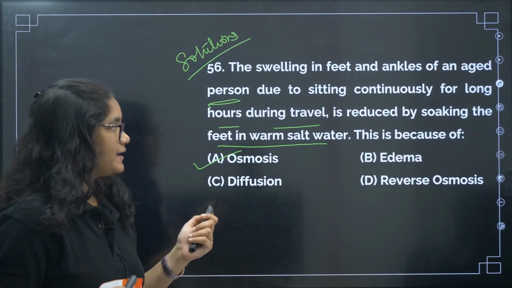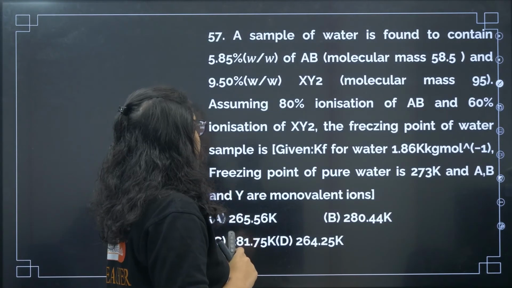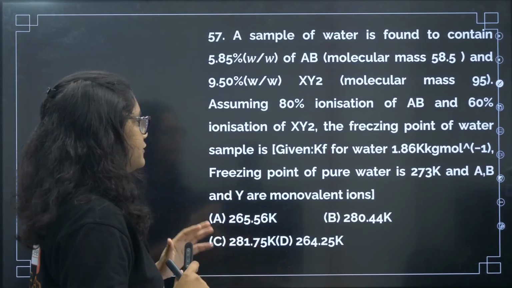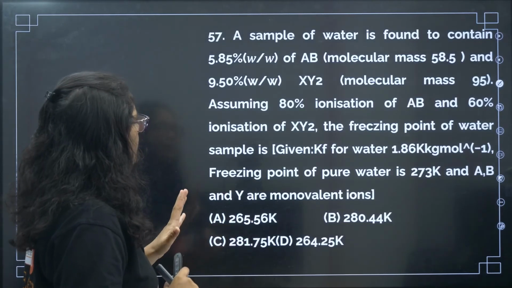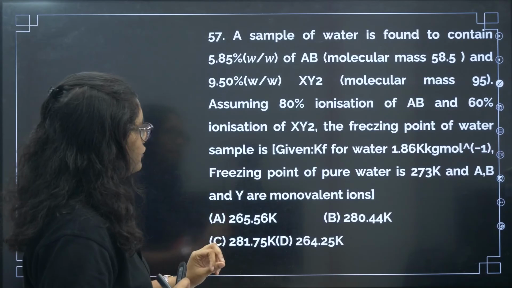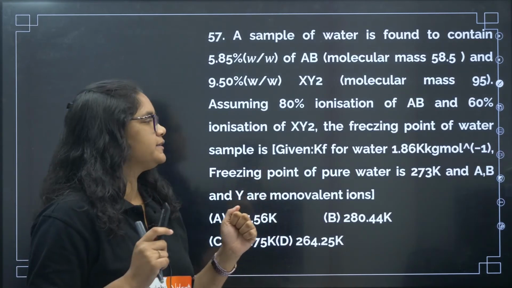Now let us solve the next question, that is 57. A sample of water is found to contain 5.85% of AB, molecular mass is 58.5, and 9.5% XY2, molecular mass is 95. Okay, let's stop here and understand the question till now.